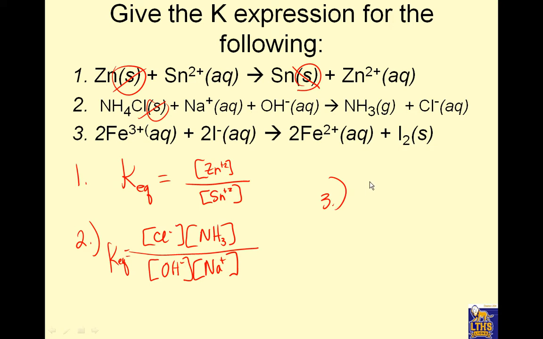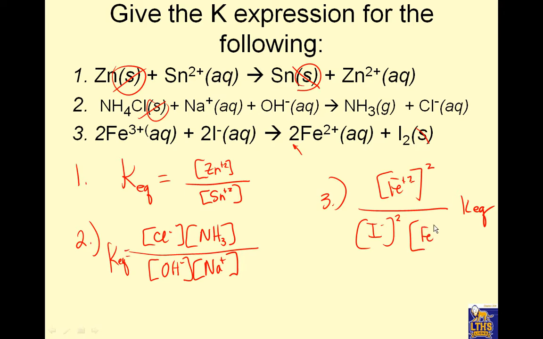And finally, number 3. There's some iodine, but we're not putting it in because it's a solid. We have iron ion concentration. Here we haven't practiced this yet. There's a coefficient of 2, so we need 2 there. And this is the constant expression. So we have the iodide concentration. It's also squared because of the coefficient of 2. And the iron 3 ion concentration squared. Okay, that's how you write a Keq expression.